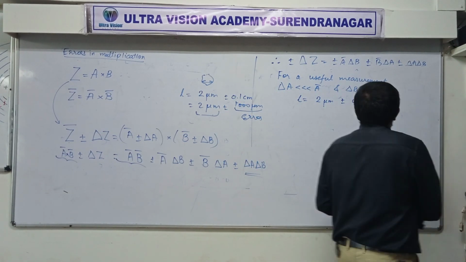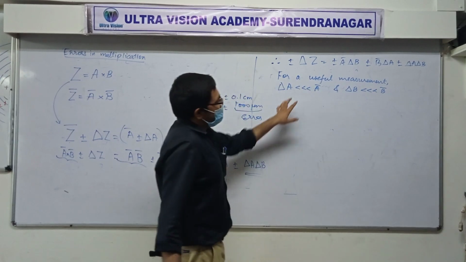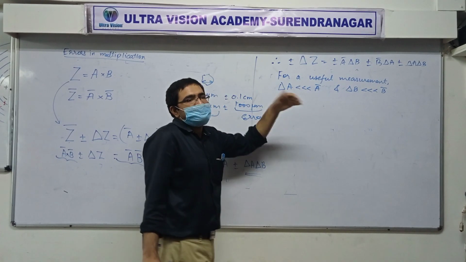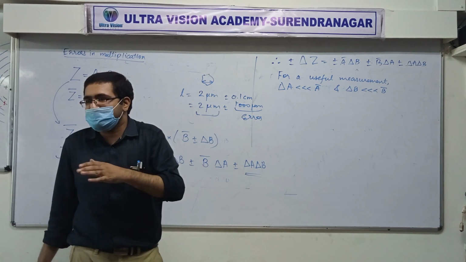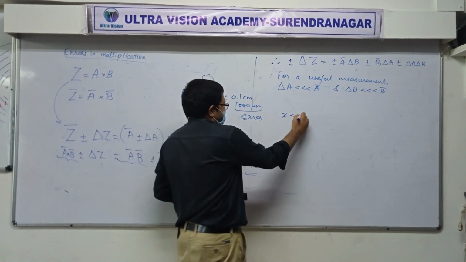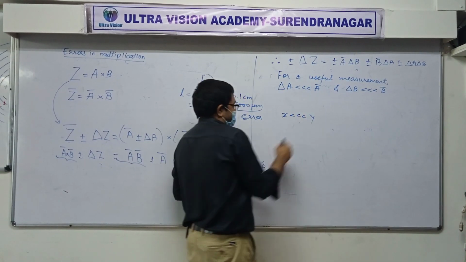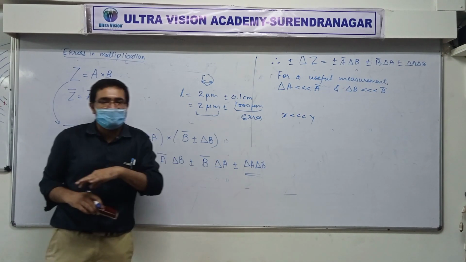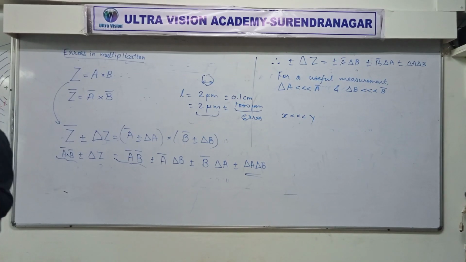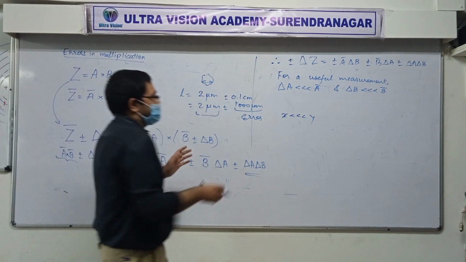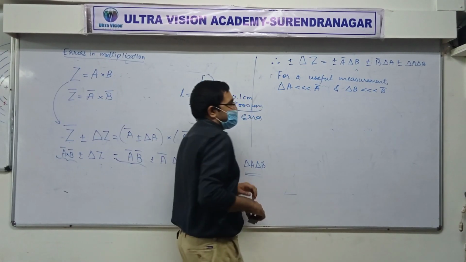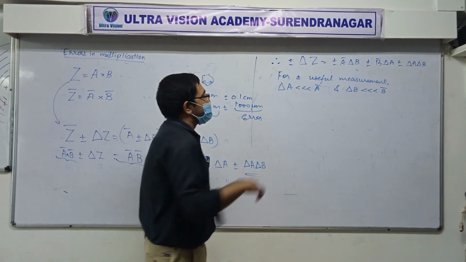This is probably a new symbol for you. Writing like this means much less or much smaller. You already know this, right? X less than y. But writing x and this like this, that means x is very small compared to y. Understood the meaning of that symbol?